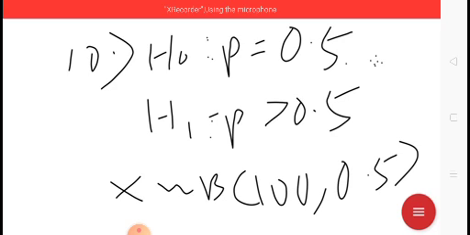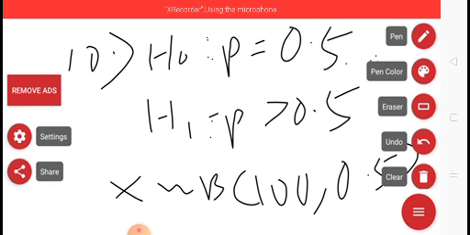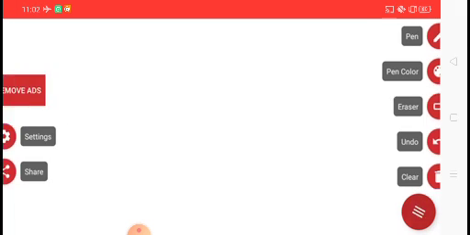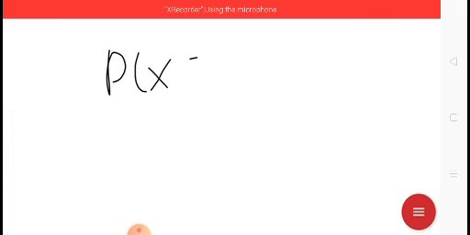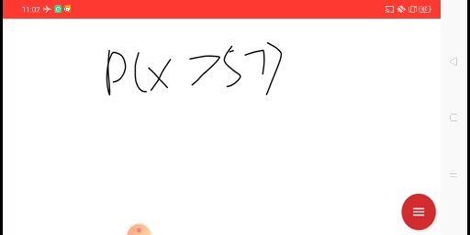The question says carry out the test, you have obtained 57, larger. So without doing any approximation, what should you find? Because the question says larger, you test the upper side. So in this situation, P(X larger than or equal to 57), you will need to find from 57 until 100.